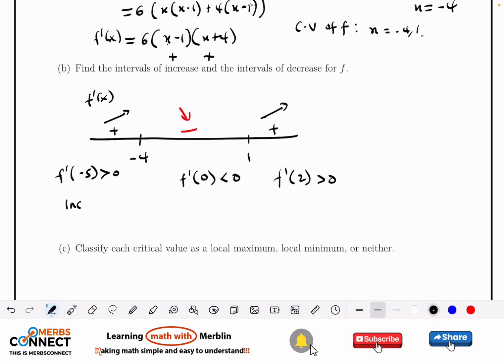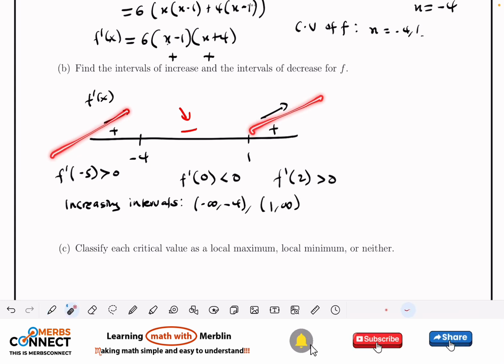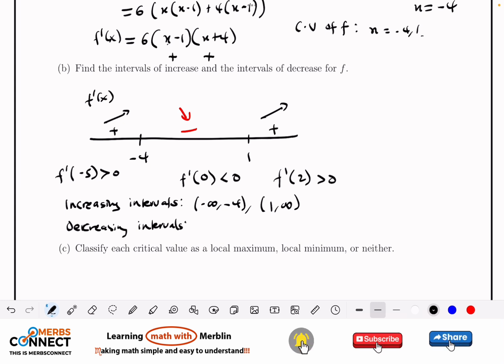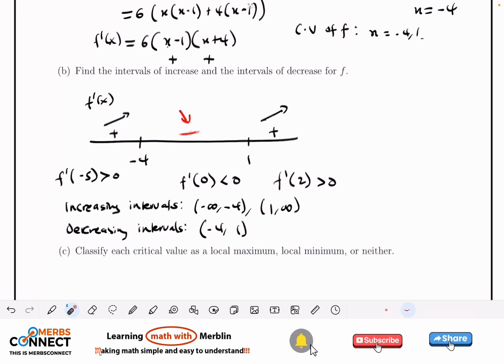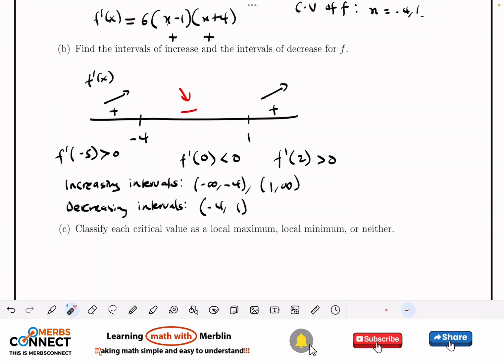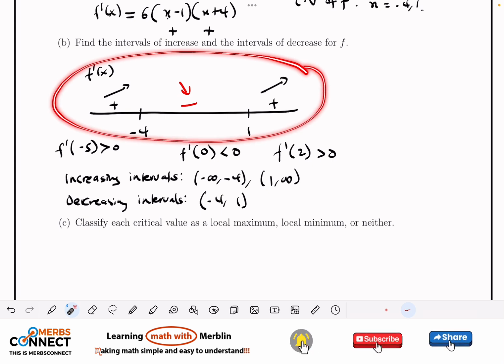So increasing intervals will be from minus infinity up to minus 4, and then from 1 to positive infinity, right? This is where it is increasing. And for the decreasing interval, you are going to have minus 4 and 1, right? So this is what we are going to also get, right? So that will be the B. So we are using the sign chart to do that.